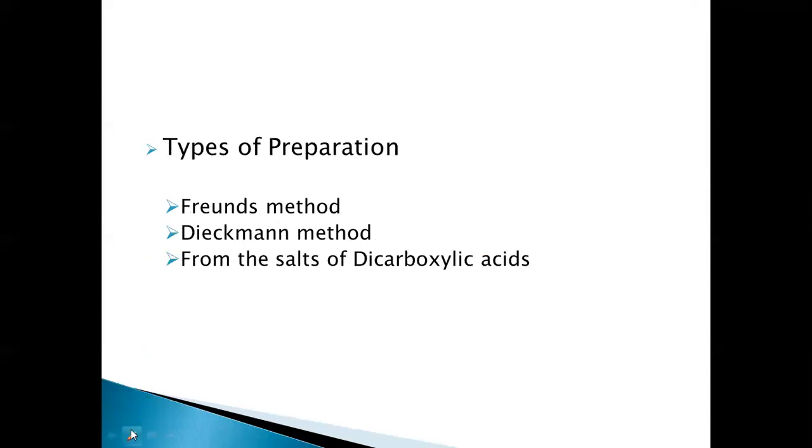A few more methods are also available, but let's discuss the Freund method for the preparation of these cycloalkanes or alicyclic hydrocarbons. The second one is Dieckmann's method, and the third one is that they can be prepared from the salts of dicarboxylic acids.